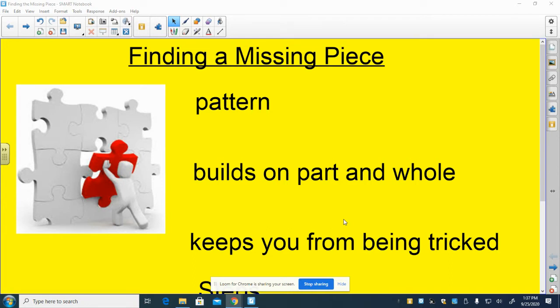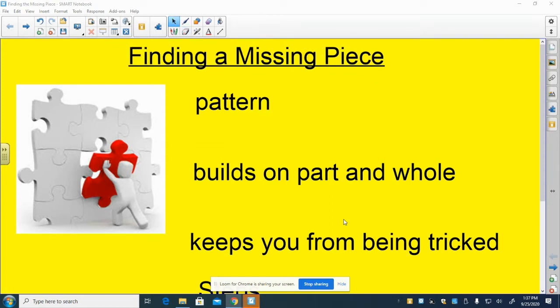Hey guys, in today's video we are going to keep building on some of those patterns we've been looking at in math. We've had a video about how to attack a word problem, making sure that you read it 2 times, and a video about identifying the parts and the whole. This video is going to build on that, showing you how to use those parts and wholes to find a missing piece.